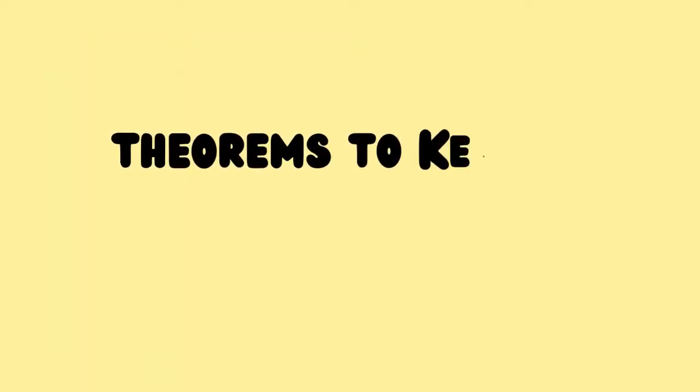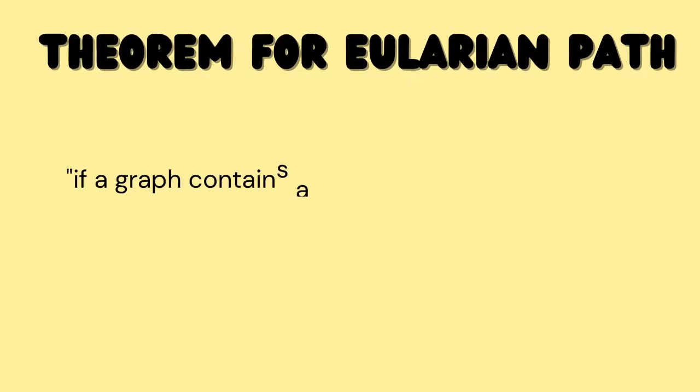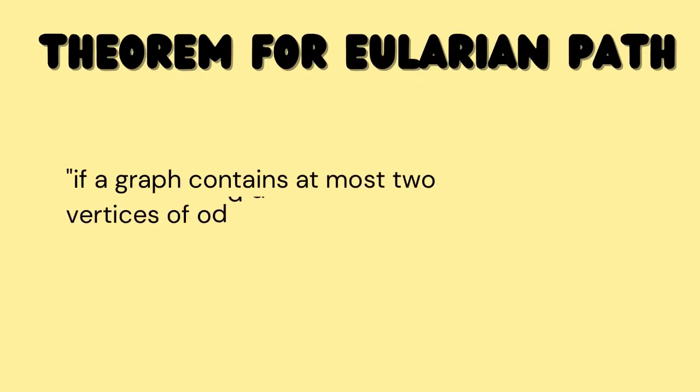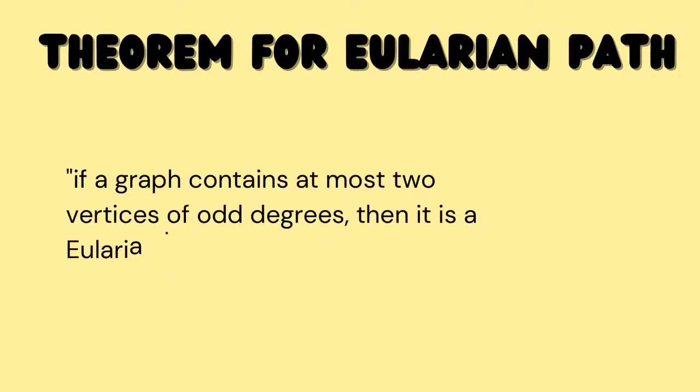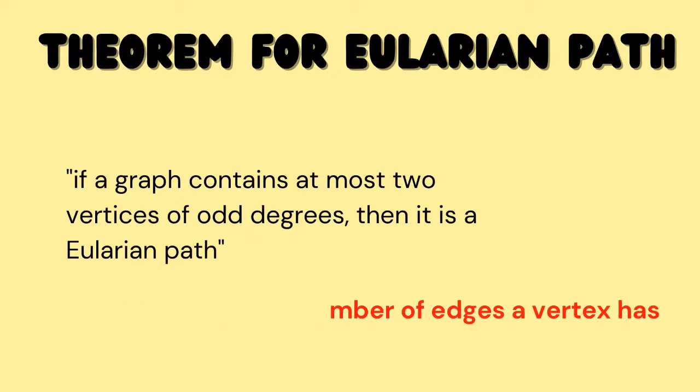Now, without breaking a sweat to list and think of all the possible paths of a graph, whether it has Eulerian paths or circuits, there are theorems that we can follow. For a Eulerian path, the theorem is that a graph will contain a Eulerian path if it contains at most two vertices of odd degree. Degrees are calculated by counting the number of edges connected to each vertex.